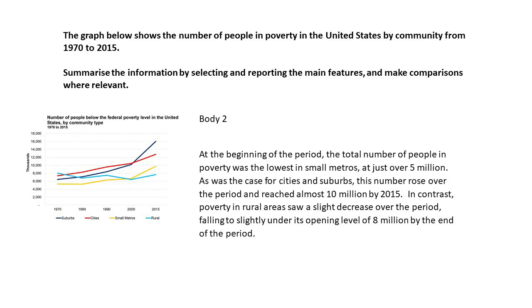In contrast, or on the other hand, poverty in rural areas saw a slight decrease over the period, falling to slightly under its opening level of 8 million. So in other words, I'm saying the opening number was 8 million at the beginning, and the closing number was just below that. So I've been a bit fancy there, but again, I'm just saying it was 8 million, ended just below that. Same thing.